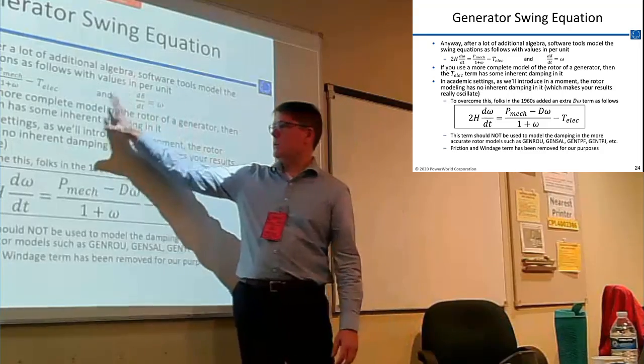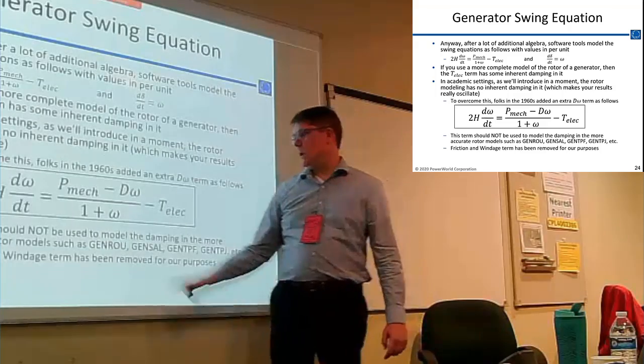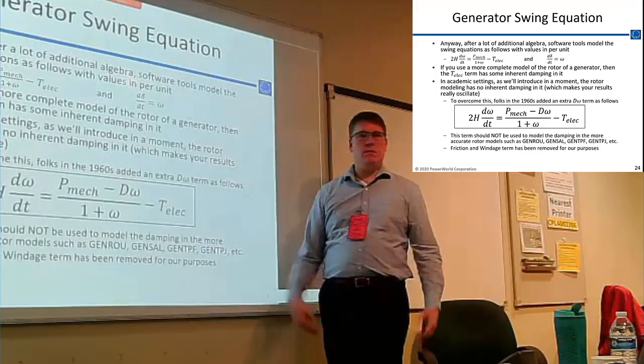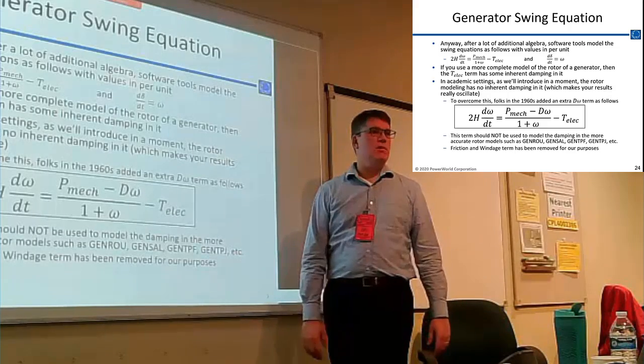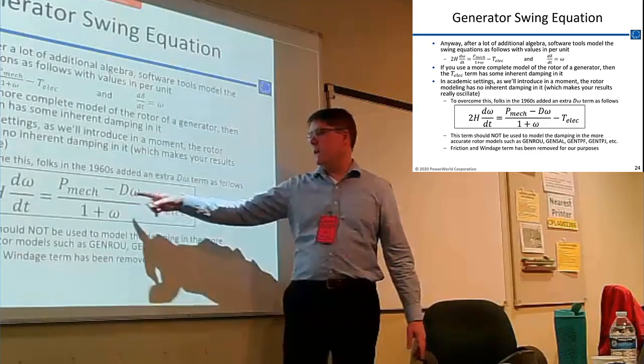So when I talk about P mechanical and I say 1, that means whatever the MVA base of the machine is. If I say 0.5, I shouldn't say MVA, the megawatt base of the governor model is right here.